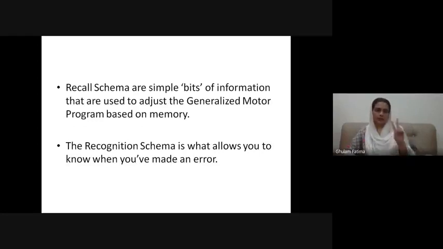Now, there are two types of schema. One is the recall schema, where your GMP is adjusted based on some memory. Like that was the correct action, and you adjust your further action according to that. That is the recall schema, and you can say it comes under the closed loop system. Then there is the recognition schema. It only helps you when you have made some error, and only when there is an error will the error be recognized and then corrected. So there are two types of schemas. One is recall, which is simply based on memory, and one is recognition, where you recognize whenever there is a mistake and you need a reattempt or a correction.